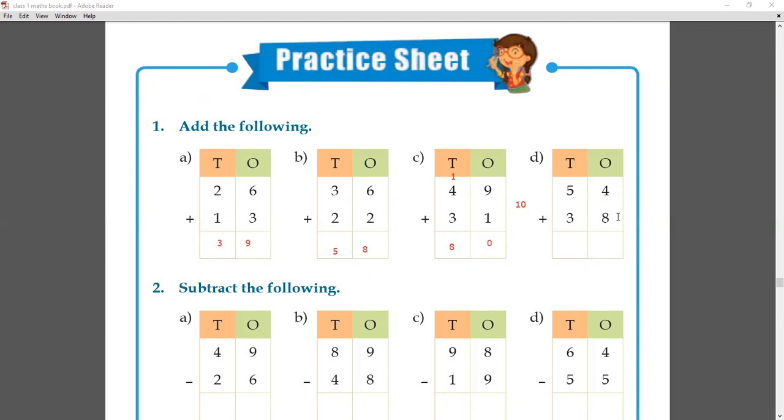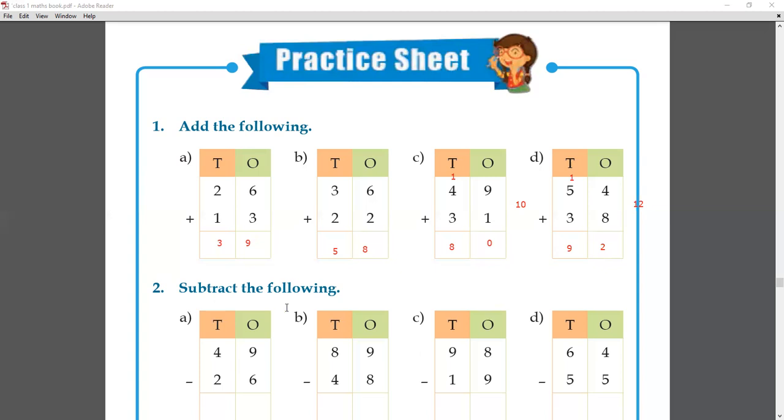Next, 4 plus 8. 4 plus 8 is equal to what? 4, 5, 6, 7, 8, 9, 10, 11, 12. So we write 12 here, and where do we write 2 and where do we write 1? We write 2 here and 1 here in 10's place. 5 plus 1 is equal to 6 and 3, 9. That's why we write 9 here. Okay, our answer is 92.